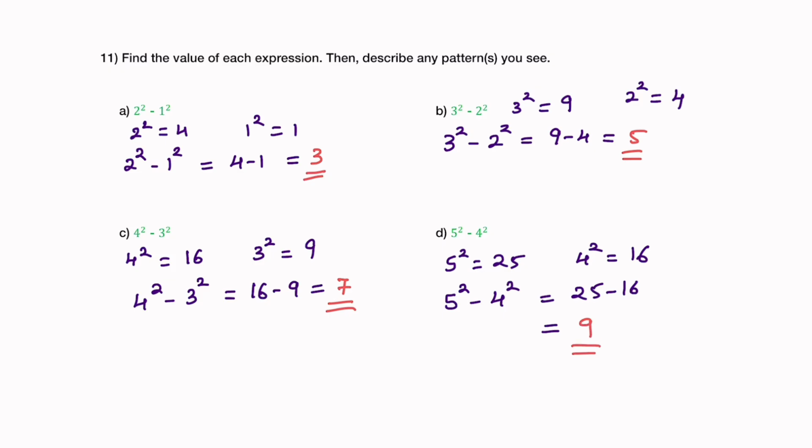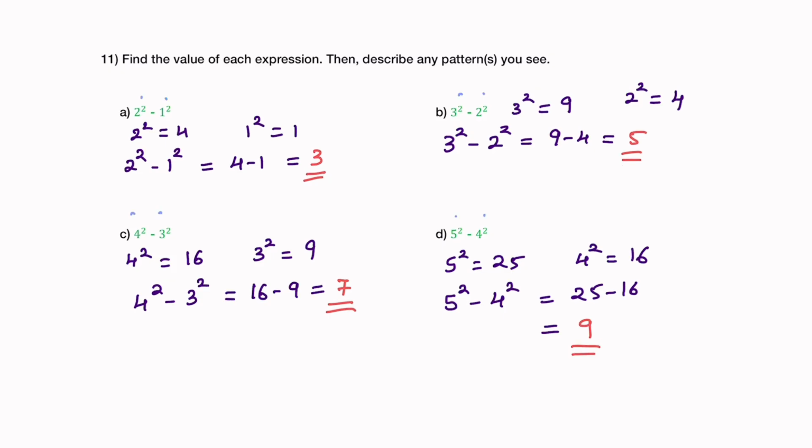So what's the pattern? Do you see any pattern? So let's look at these numbers. 2 and 1. 2 plus 1 is 3. 3. 3 plus 2 is 5. 5. 4 plus 3 is 7. 7. 5 plus 4 is 9. 9. So what does this say?